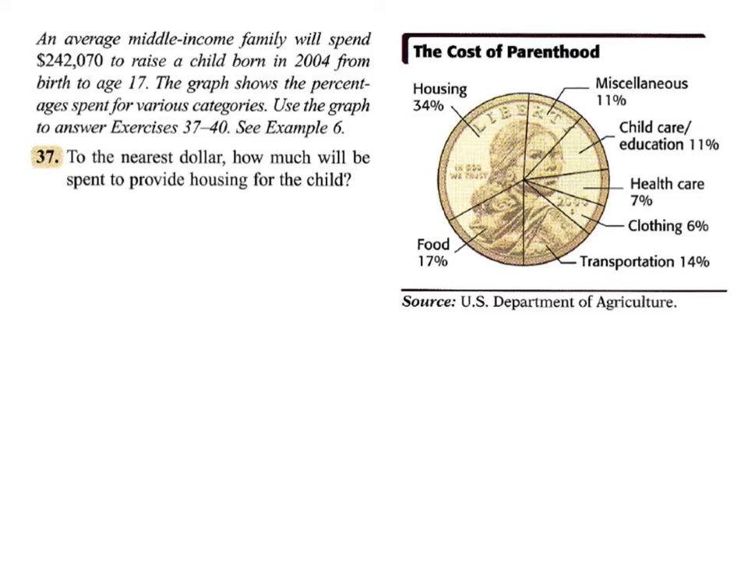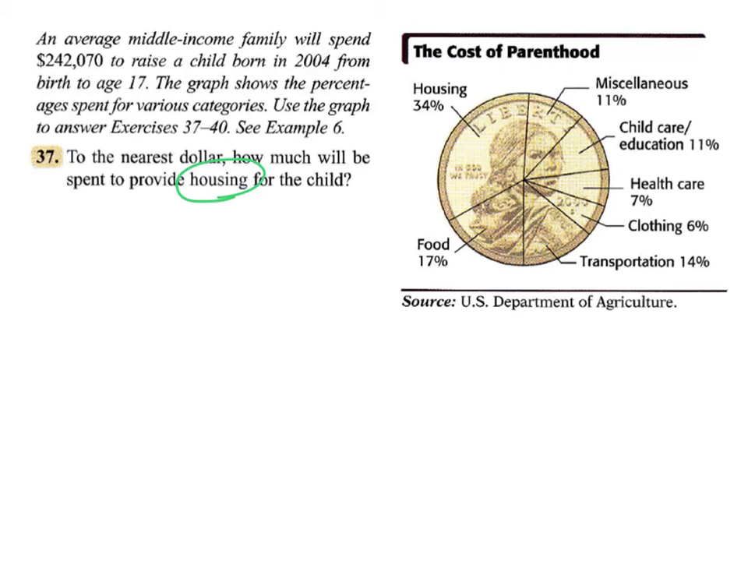And if you want to give this problem a try, it's similar to the pet food question. Average middle income family is going to spend $242,070 to raise a child born in 2004 from birth to age 17. The question is how much would be spent on housing for the child. So if you want to pause, I'll go ahead and go through this once you resume.